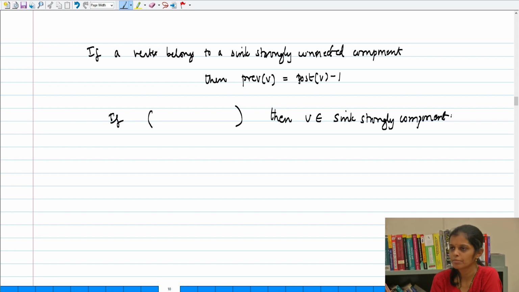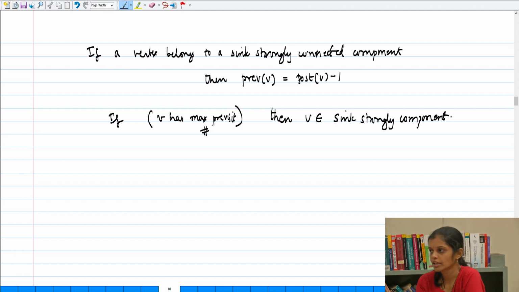So let me try to make one guess and you can tell me whether it is correct. So I will say that, okay, anyway that sink vertex must have been reached at a very later point, right? So it must have got a large pre-visit number, right? So I will claim that if it has the highest pre-visit number, then it belongs to a sink strongly connected component. I mean, this is my claim, right? So if V has max pre-visit number, then V belongs to a sink strongly connected component.